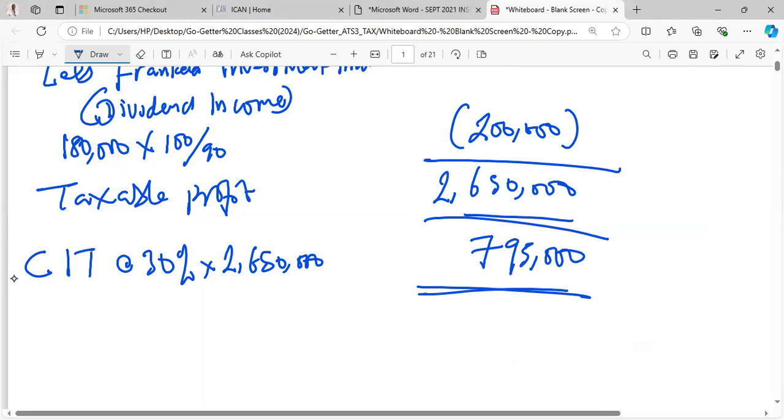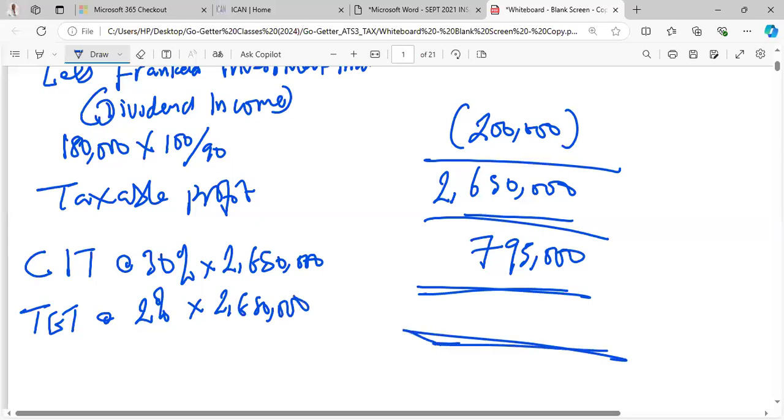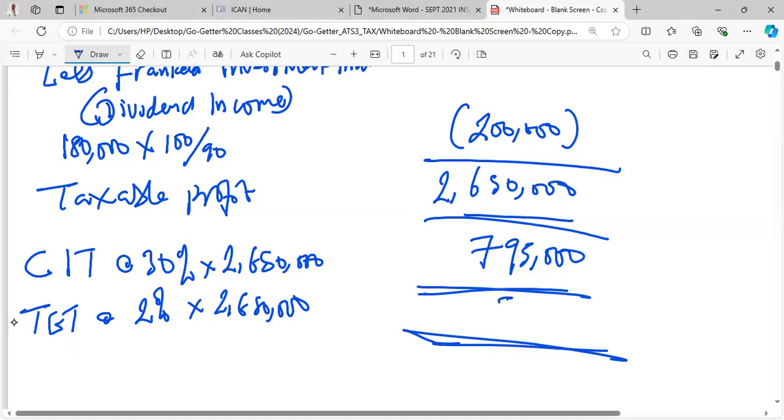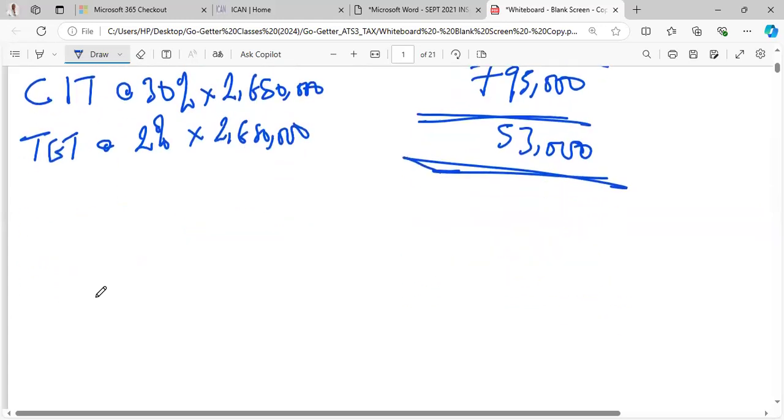Then, of course, if you want to look for your tertiary education tax, it will be at 2% of 2,650,000. So let's check it out. 2,650,000 times 0.02, that will give me 53,000. So 53,000 is your tertiary education tax. And that's the first part of the question.